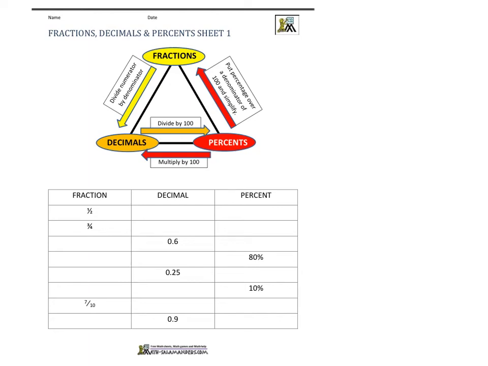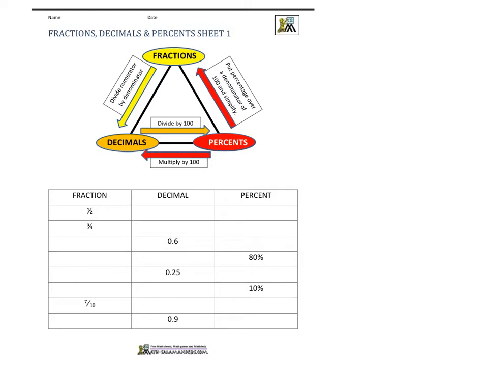Hi math students. Today we are going to do a review on how to convert between fractions, decimals, and percents. The reason why this is important is because we're starting to work with rational numbers, and in order to determine if a number is rational, or in order to know how to plot it on a number line, we sometimes need to convert between fractions, decimals, and percents.